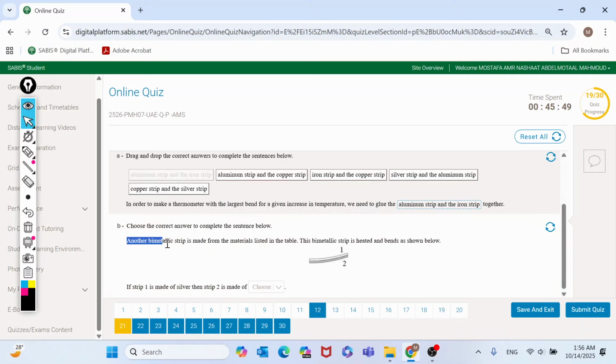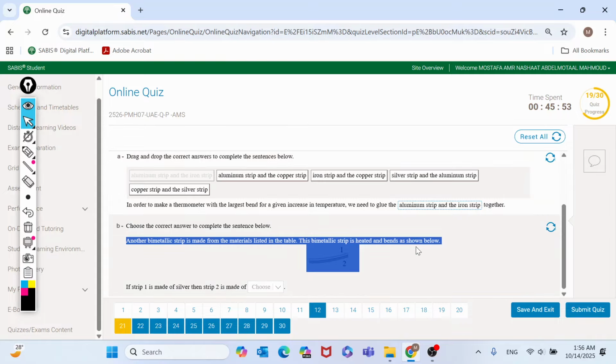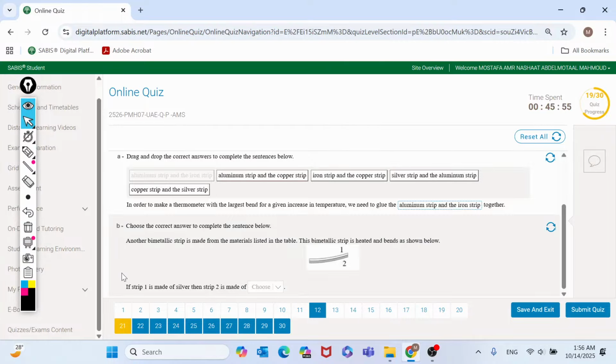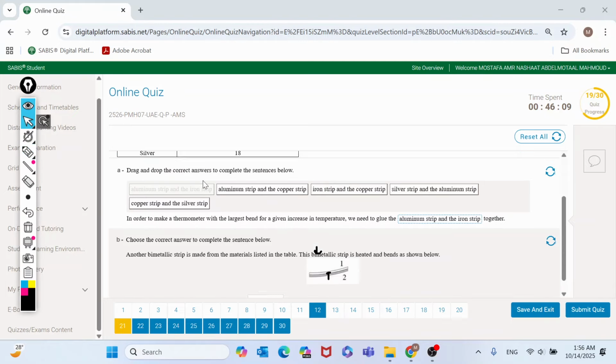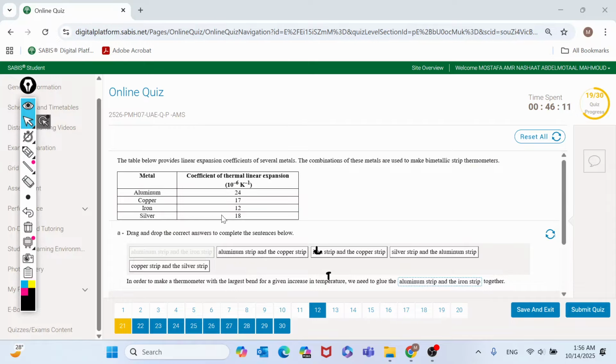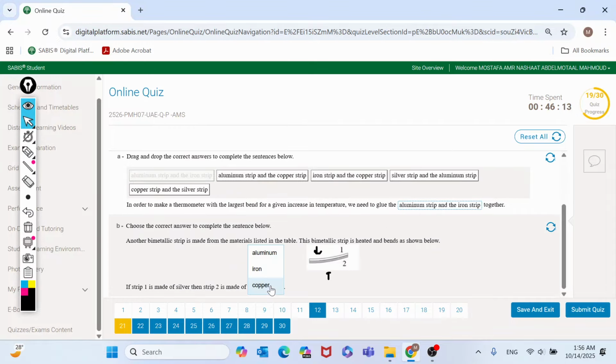Okay, another bimetallic strip is made from materials listed in the table. The bimetallic strip is heated and bends as shown below. Strip 1 is made of silver, and strip 1 bends less. So this one has a higher coefficient, this one has a lower coefficient. So what has a higher coefficient than silver? Let me check the table. Silver 18. Okay, aluminum. Aluminum.